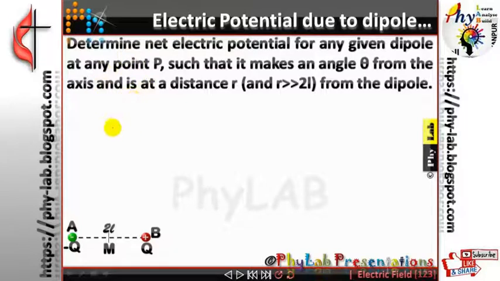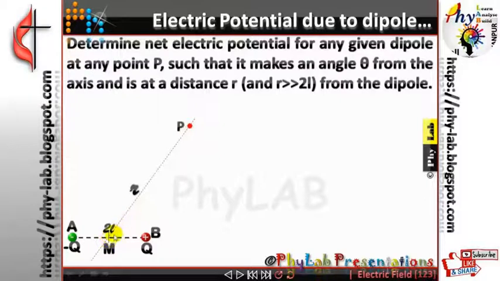So friends, here you can see that we have been given an electric dipole. Dipole basically being a combination of two equal and opposite charges. So here you can see we have got a negative charge minus Q, and here I have got a positive charge plus Q. So we have got a combination of two equal and opposite charges separated by a very small distance 2L. And we are interested in finding out electric potential at some point P, which happens to be situated at any general distance R from the midpoint. Can you see, friends? This happens to be the midpoint of the electric dipole.